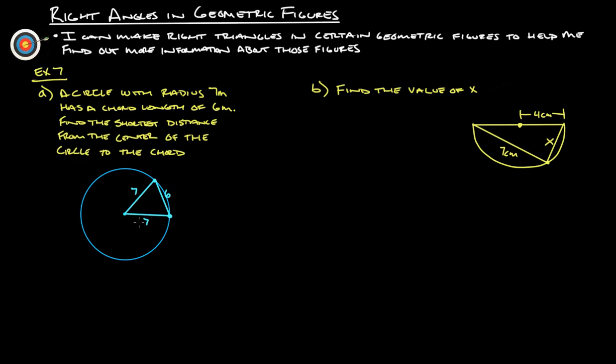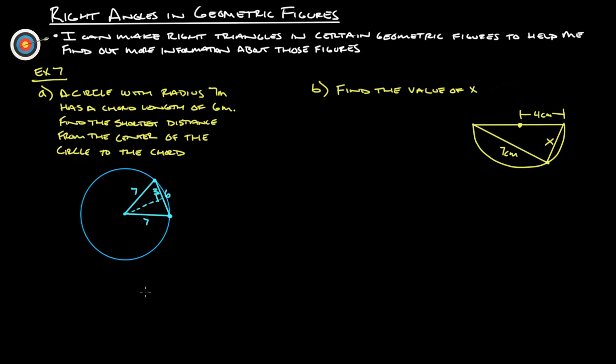It says find the shortest distance from the center of the circle to the chord. So the shortest distance from the center of the circle to the chord is going to be this right here, which we just found out makes a right angle, right? And it also bisects this. It cuts this side here exactly in half. So this now is going to be 3.